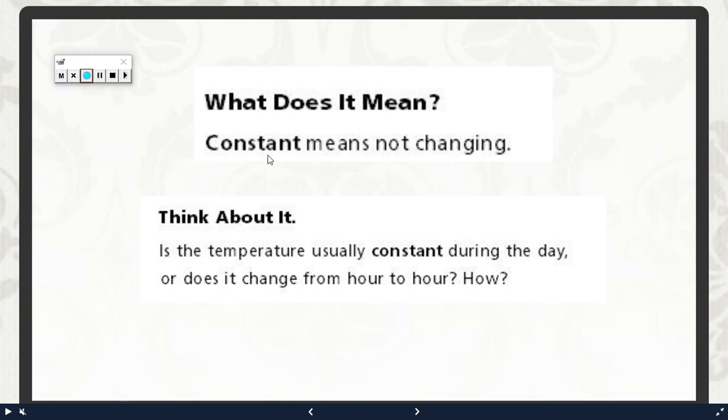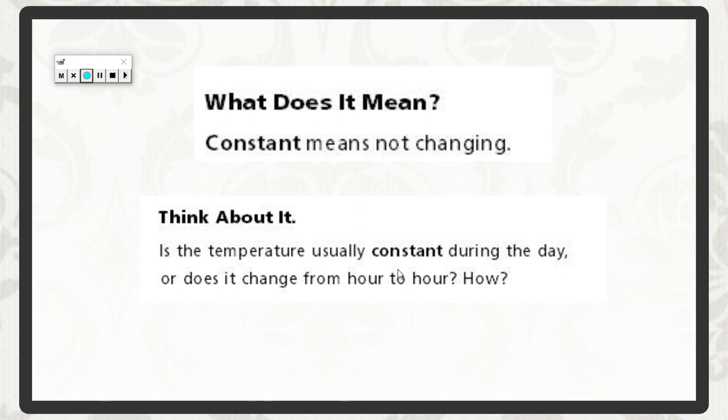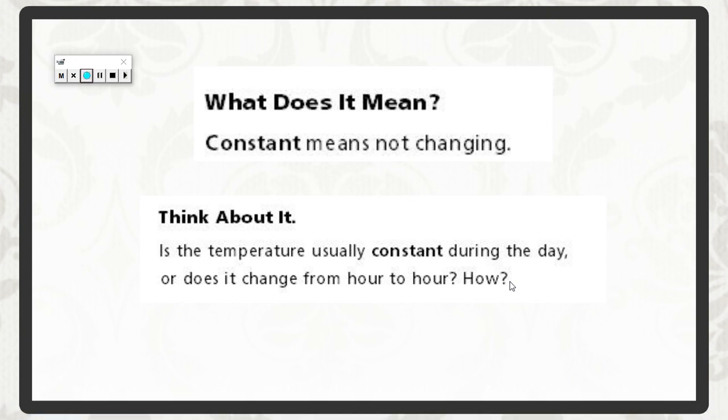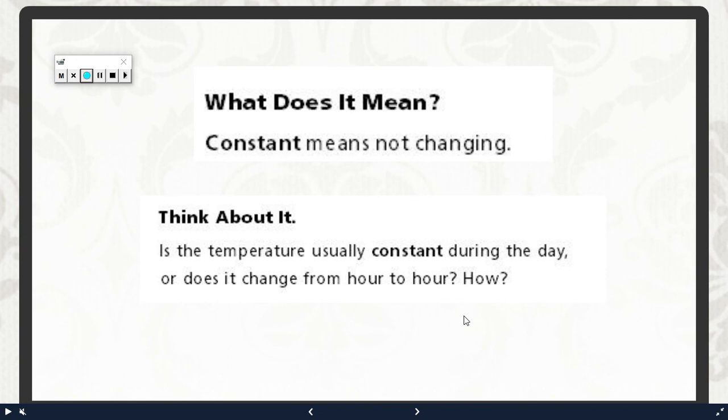So constant means not a change. Nothing changed from the beginning till the ending. From the beginning of the day till the end of the day, there is rain. Is the temperature usually constant during the day? Do you think so? Or does it change all over the day? Does it change from hour to hour? Yes, I think so. In the morning I feel that it's a little bit cold. In the afternoon it becomes hot and so on.